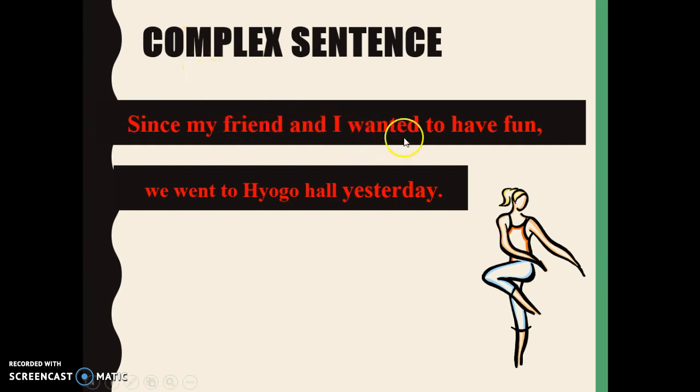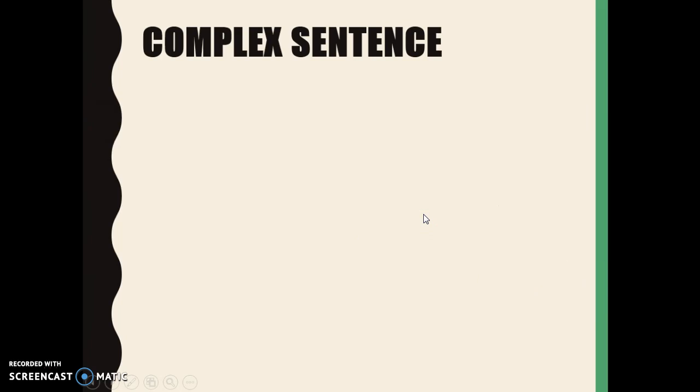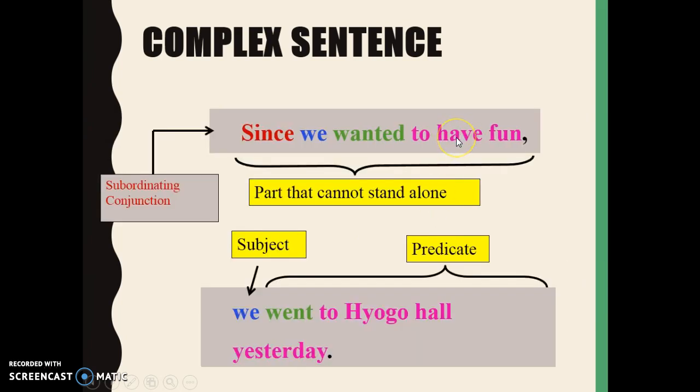Since my friend and I wanted to have fun, we went to Hugo Hall yesterday. Which one is the independent clause? Which one is the dependent clause? Let's take a look together. "Since we wanted to have fun": the word "since" is a subordinating conjunction. This part cannot stand alone, meaning that it is not a complete thought. It doesn't make sense. When you read it, you feel like, since you wanted to have fun, then what happened? It's vague. It's not a complete thought.